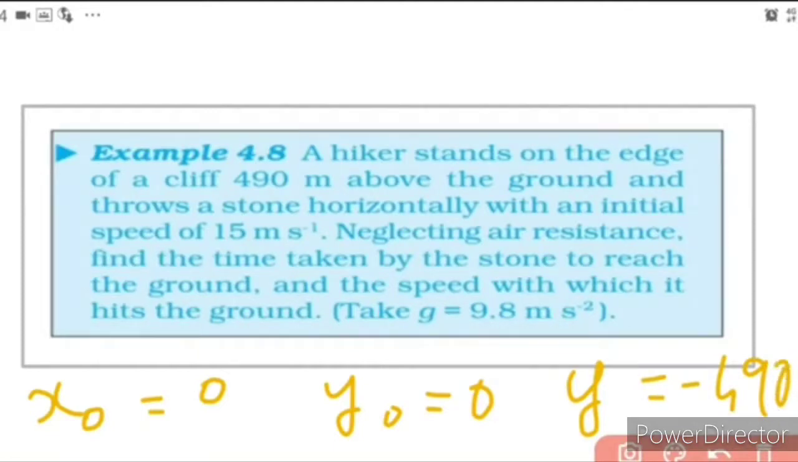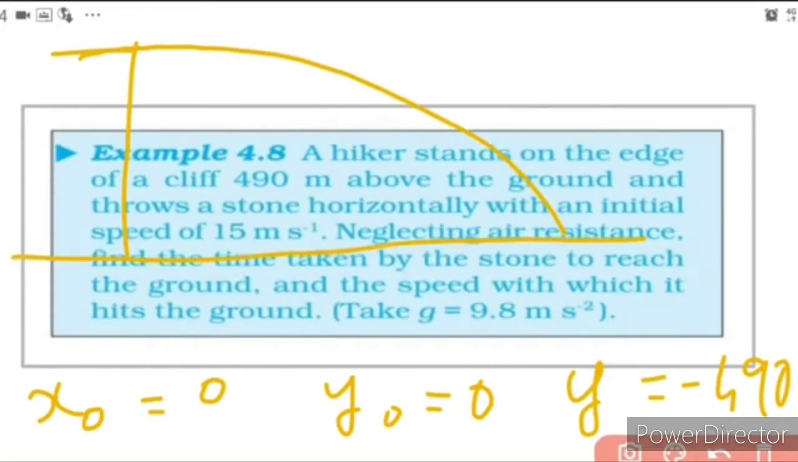Now one point here you have to note, that is, this is not exactly projectile motion. Suppose this is the cliff, from the top of the cliff the stone is projected horizontally. So this is the path followed by the stone. It reaches the ground here. When it reaches the ground, its speed we need to find. So when it is projected like this, it is not exactly the projectile motion. The path is only half the parabola.